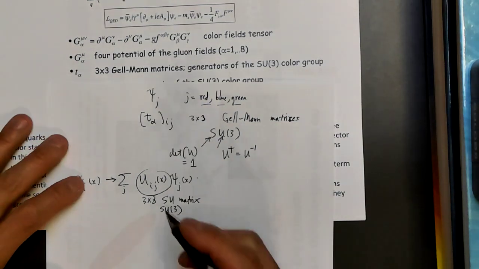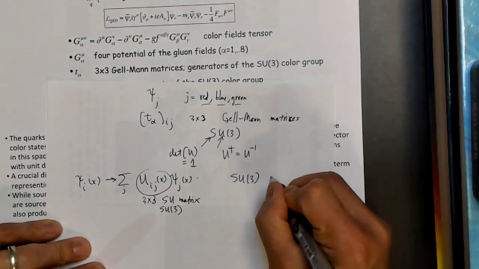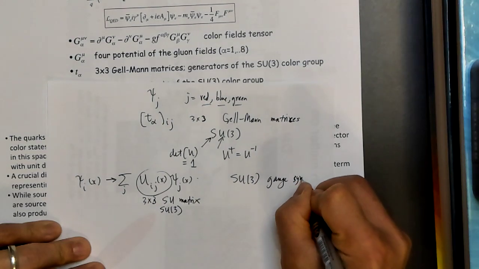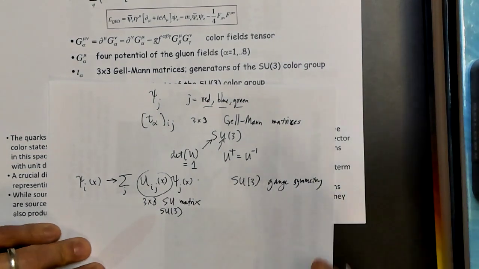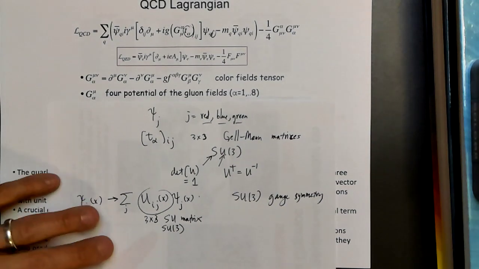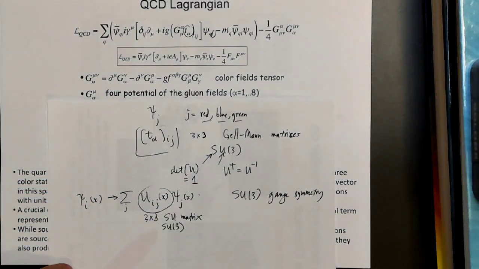Okay, and in order to make this SU3 gauge symmetry work, we need to have the coupling of these gluon fields. Okay, so I should mention more about these Gell-Mann matrices.